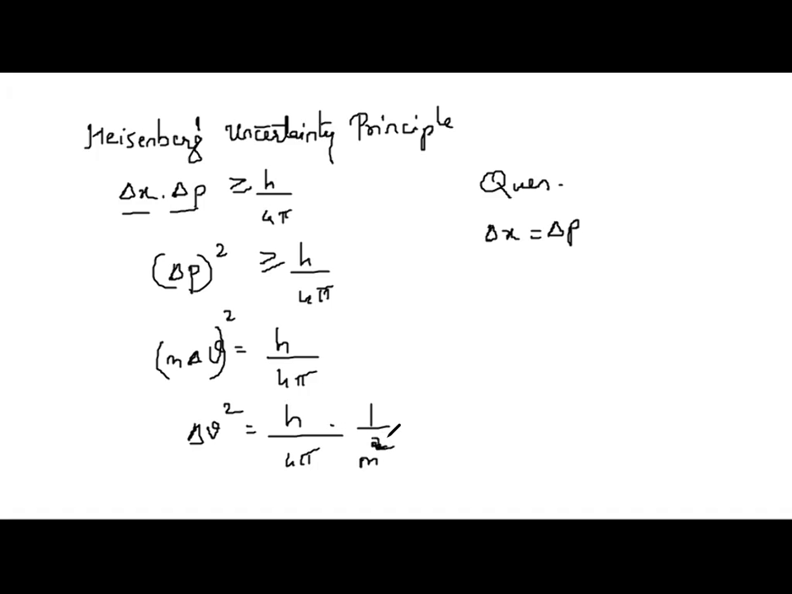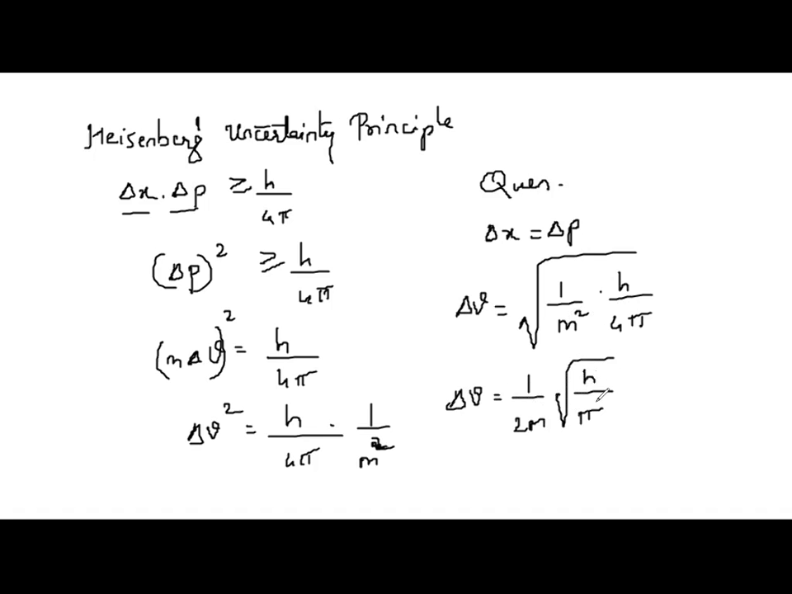One by m square, correct? Okay. So delta v will be equal to root of 1 by m square into h by 4 pi. m square comes out as m, 4 comes out as 2. So remove the square and put the square root. Here delta v will be equal to 1 by 2m, the root of h by pi. Yes, this is delta v, the uncertainty in velocity.